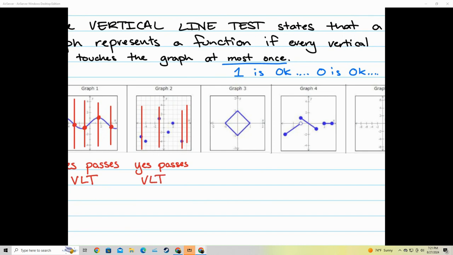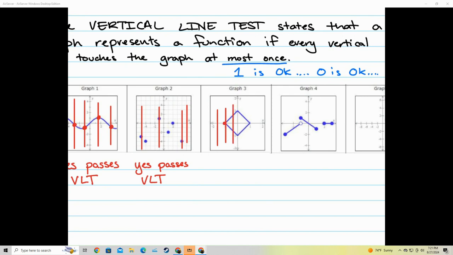As soon as you can find a line that touches twice, now you're in trouble. If it touches 3 times, oh my god, big time trouble. Not going to work, okay? All right, let's see. This line, how many times does it touch? None. That is okay. This line, how many times does it touch? Let's try that again. This line, how many times does it touch? Just once. That is okay. It's only touching here.